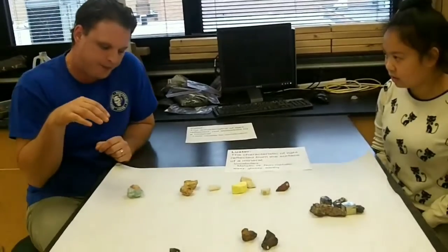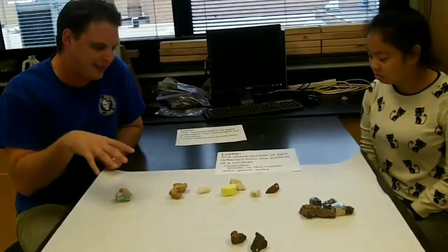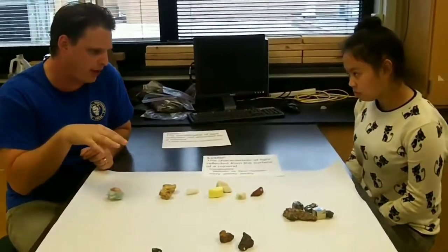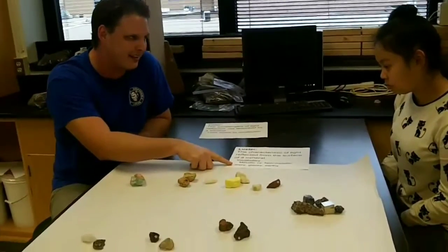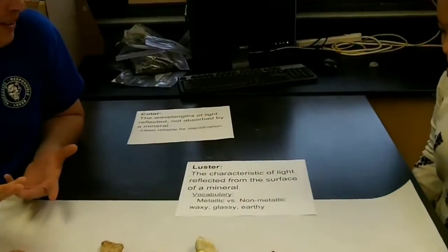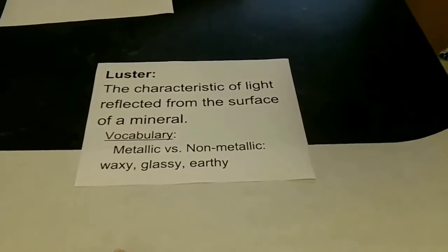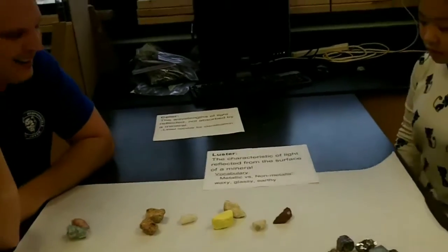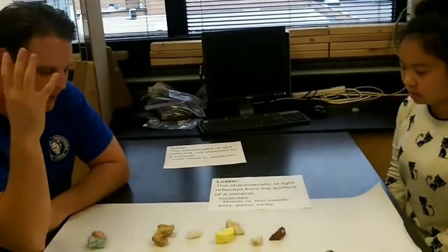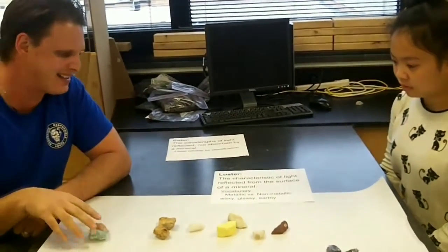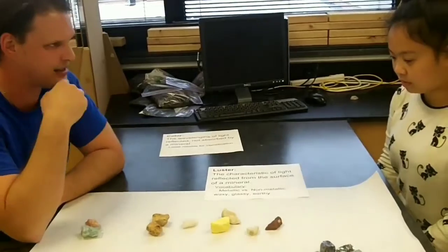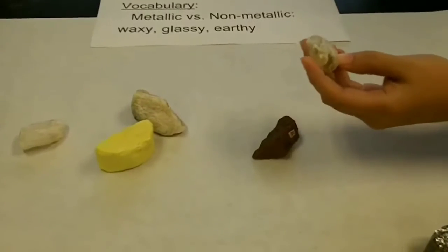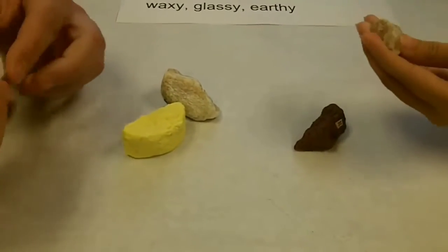Now, if it reflects light in a different way, not as much as glassy, so it doesn't look as shiny, we're going to go down to something called waxy. Think of a candle and what wax looks like, because wax can have a little bit of a sheen to it. Which one do you think is kind of waxy? Maybe not as shiny as the glassy one, maybe a little bit less. This one. Maybe about like this one.